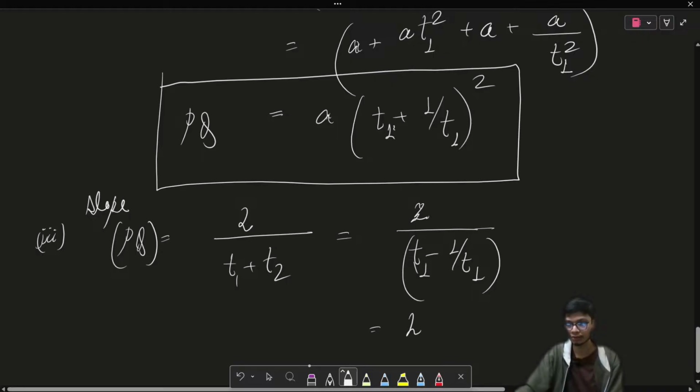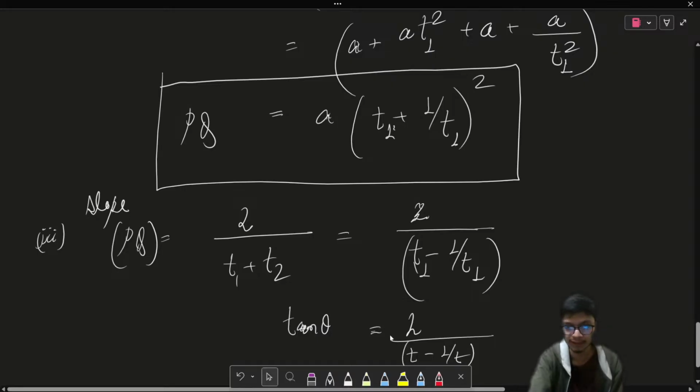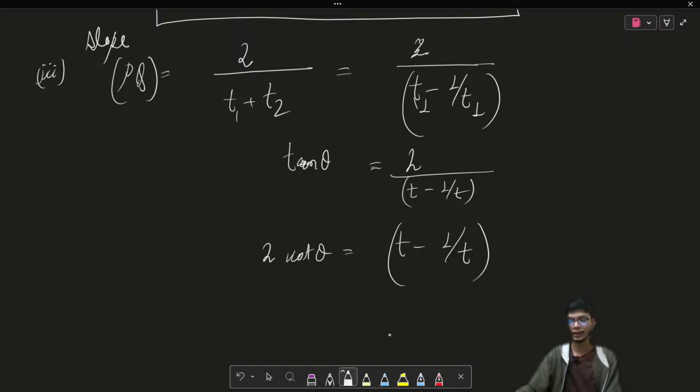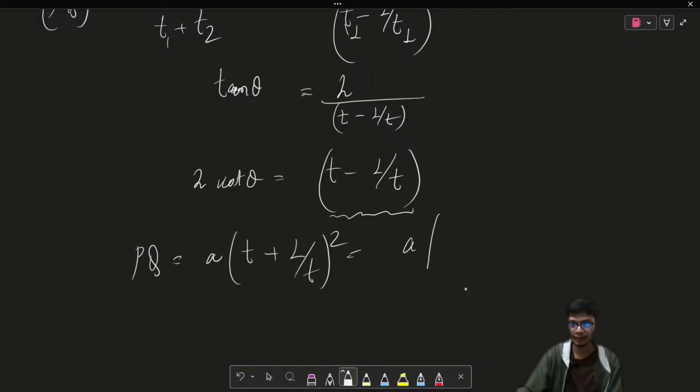If I simplify this part, we know that the slope is given as tan theta is equal to 2 divided by t minus 1 upon t, right? From here we can simplify further and switch it as 2 times cot theta is equal to t minus 1 upon t, right? So we have already got the value of t minus 1 upon t, right? Therefore the PQ length is going to be a times t plus 1 upon t whole square, and that can also be written as a times t minus 1 upon t whole square.